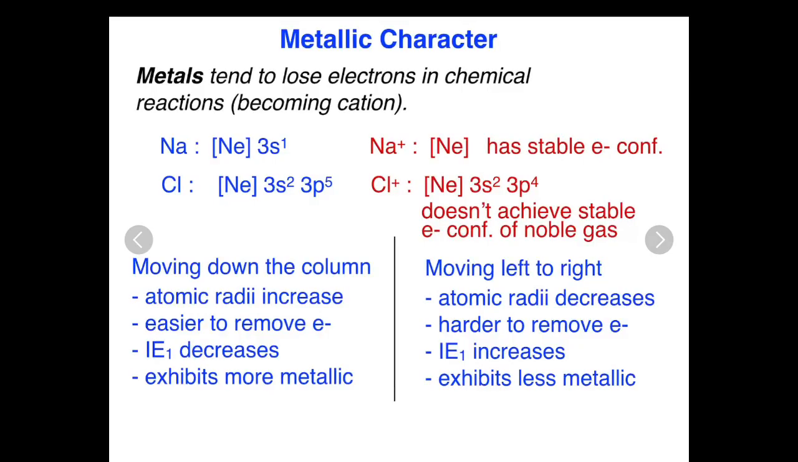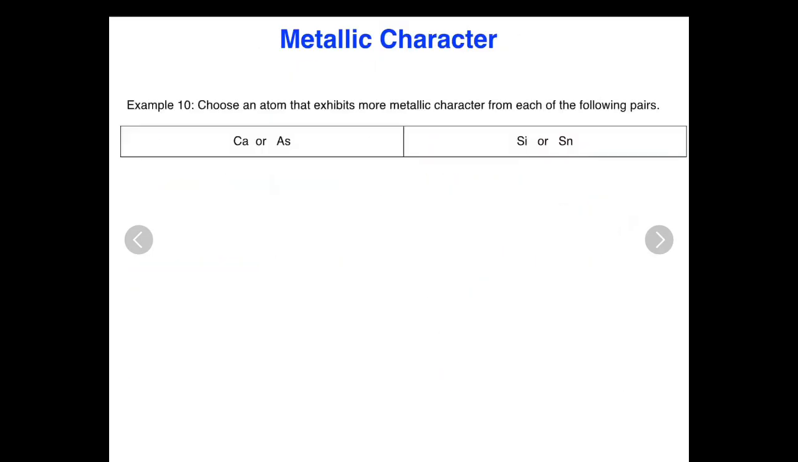On the other hand, if you move across the period from left to right, as the size decreases, it's going to be harder to remove an electron and require more energy to remove it. Therefore, it's going to exhibit less metallic character. So when we talk about metallic character, it is the ability of losing an electron, right? That's what we are talking about here.